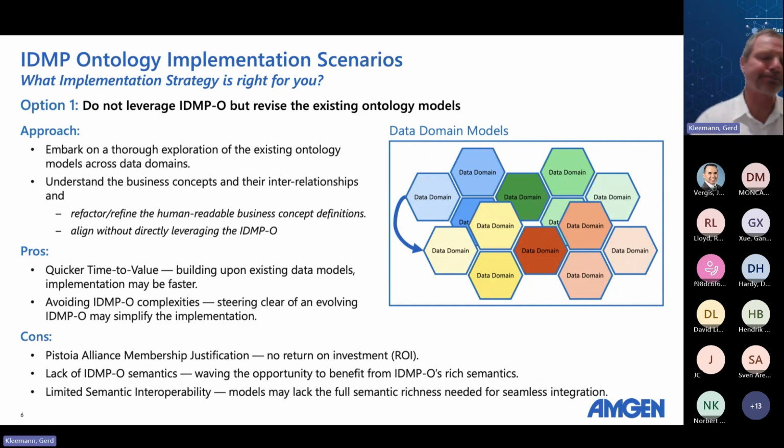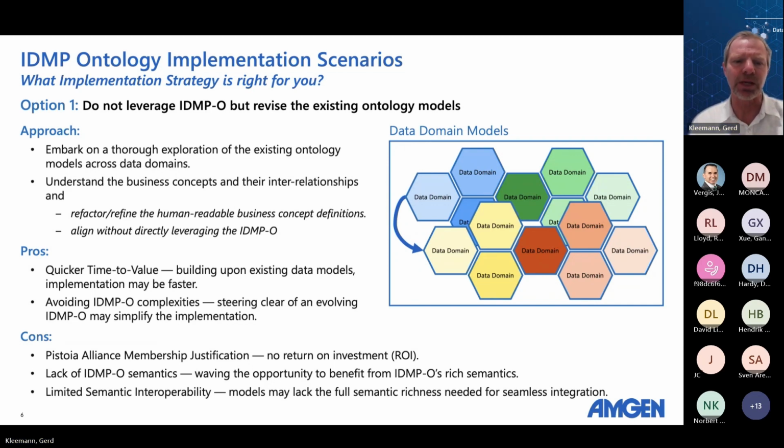So now, considering the mentioned implementation factors, what kind of implementation scenarios are possible, viable options? And we have discussed internally at Amgen three major options that we saw as viable to consider.